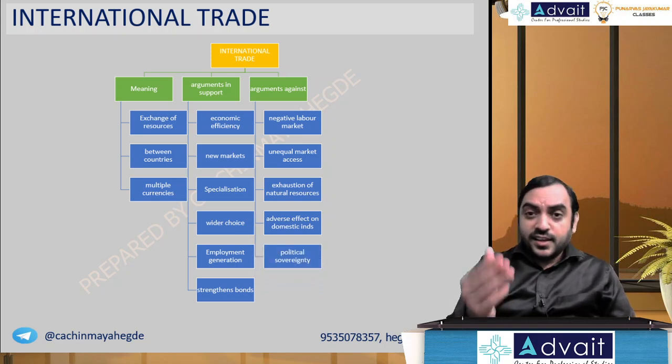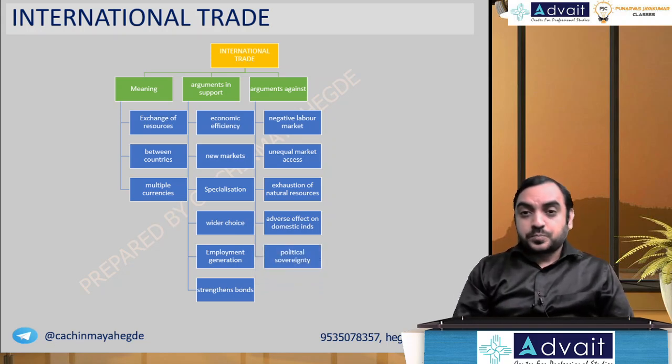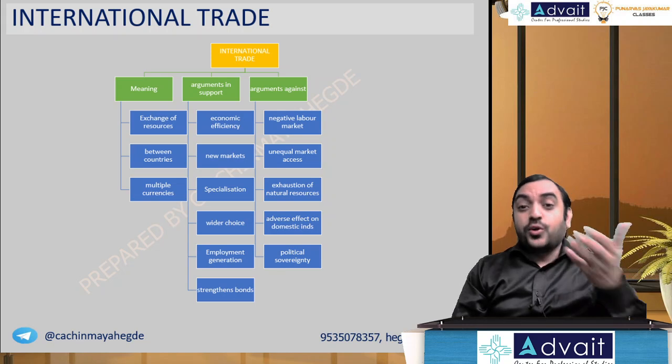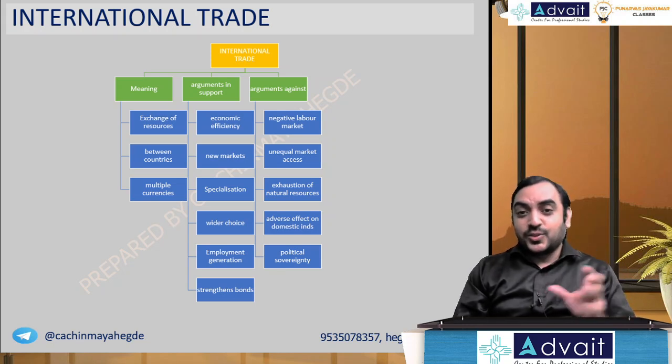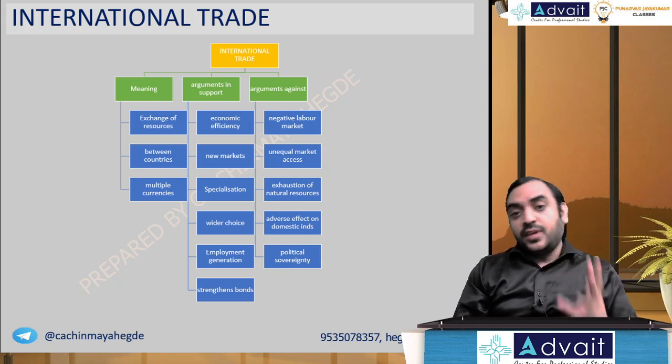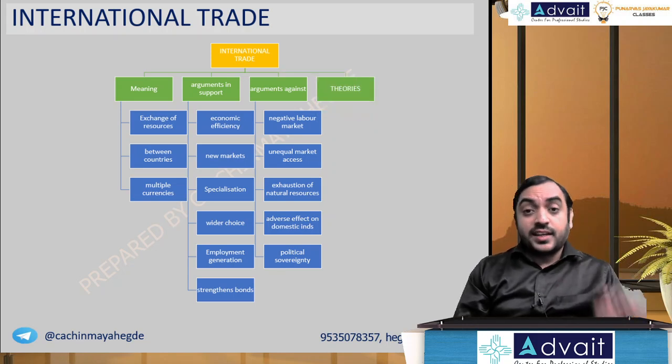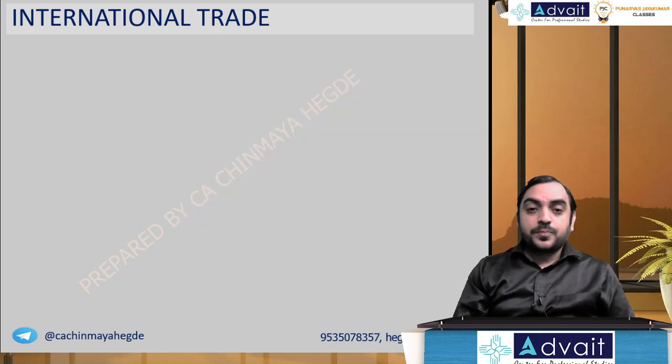Political sovereignty, I told you the example of China. When you take too many foreign loans, when you do too many foreign transactions, they can take over your government also. So political instability can arise, and political sovereignty may be questioned.